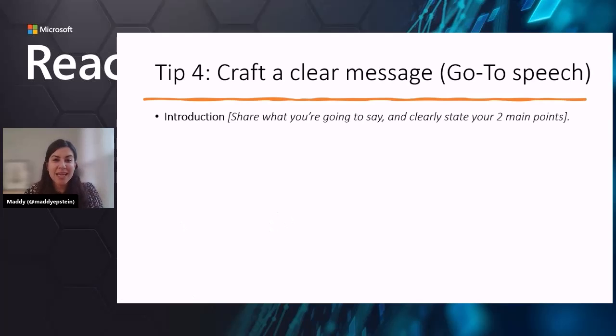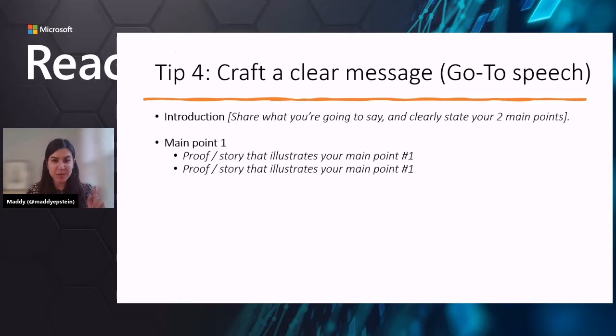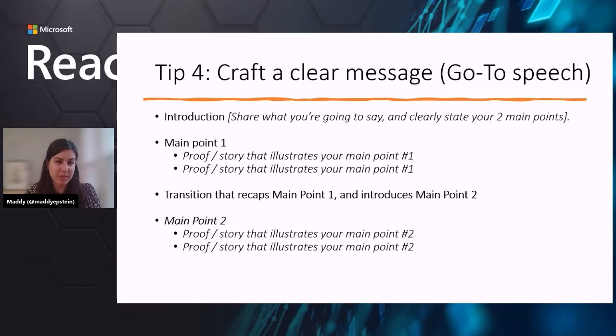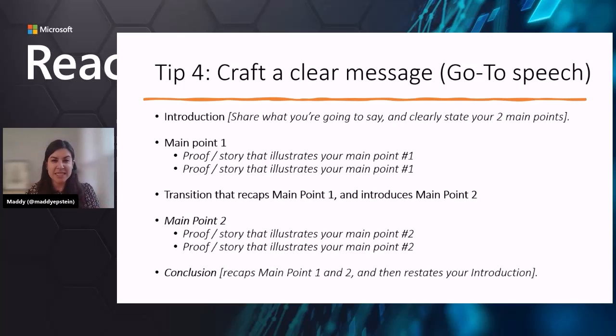So the beginning of this go-to speech is your introduction. You say what you're going to say, and then you've got 2 main points. You begin with main point 1 that supports what you're going to say. Then you give 2 different pieces of proof, or a story, or a fact that helps support main point 1. Then you use a transition that recaps main point 1 and tells your listener that you're going to go to main point 2. Then you explain main point 2, again with 2 different supporting facts or evidence or a story. And then you do a conclusion which recaps all of this nicely together.